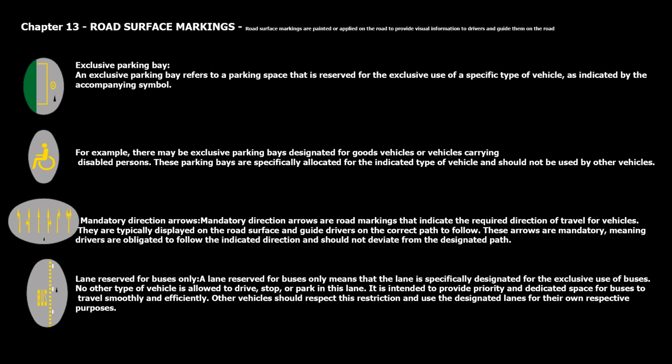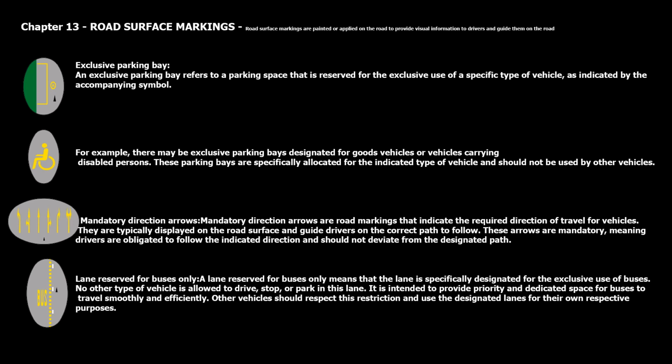So you see on multi-lane roads, you might see these arrows painted in each lane. They're giving you the direction that vehicles in that lane should go. So for example, if you see a right turn arrow, it indicates that vehicles in that lane can turn right. And if you see a left turn arrow, it indicates a left turn is allowed. So that's pretty much what mandatory direction arrows mean.